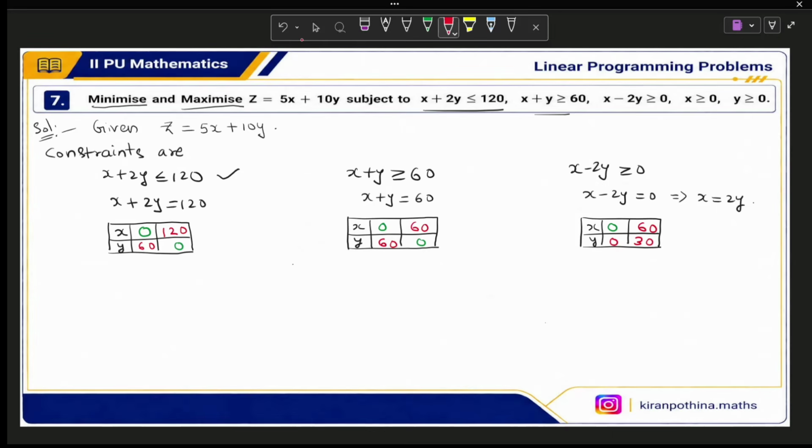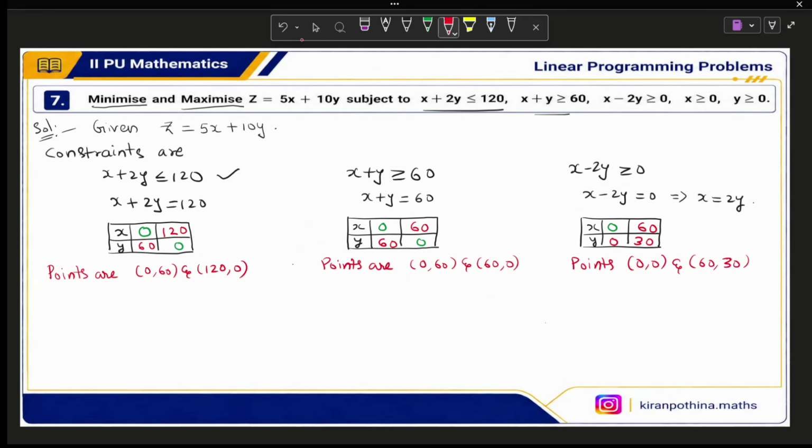Now, for the first equation, what are the points? Points are 0 comma 60 and 120 comma 0. For the second, points are 0 comma 60 and 60 comma 0. For the third, points are 0 comma 0 and 60 comma 30.